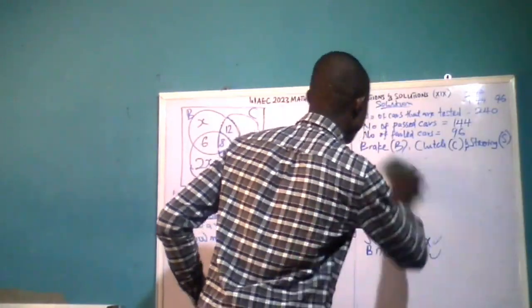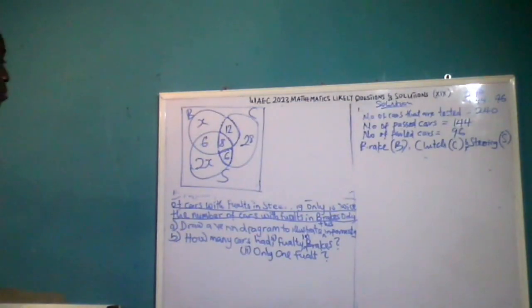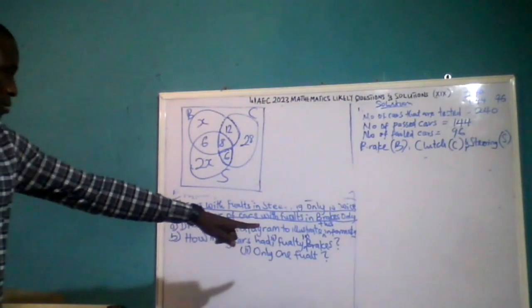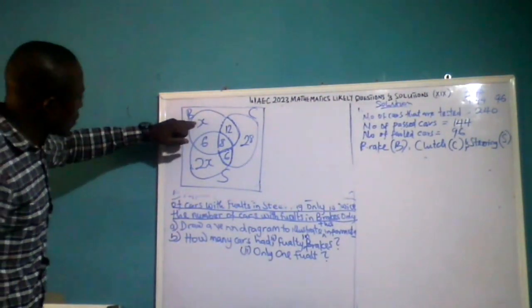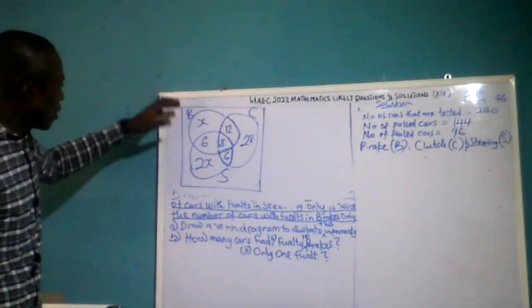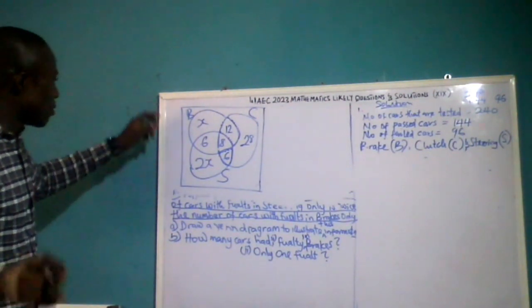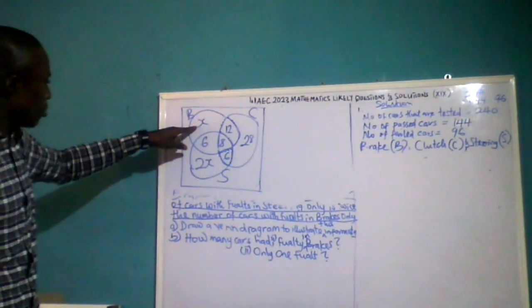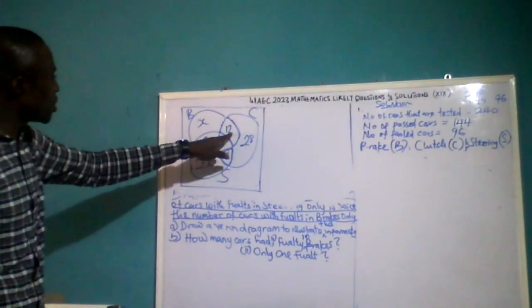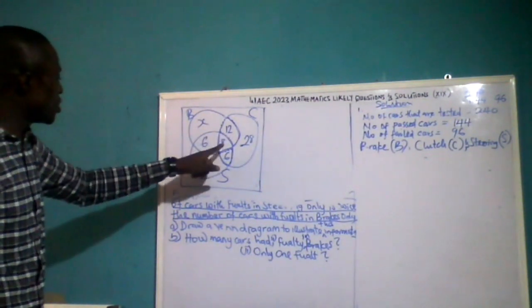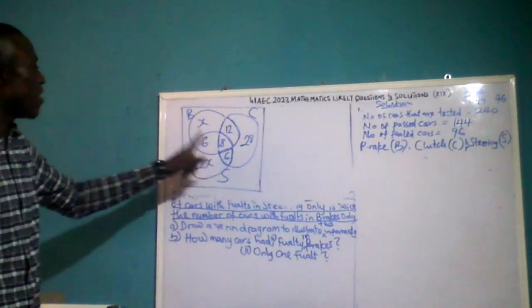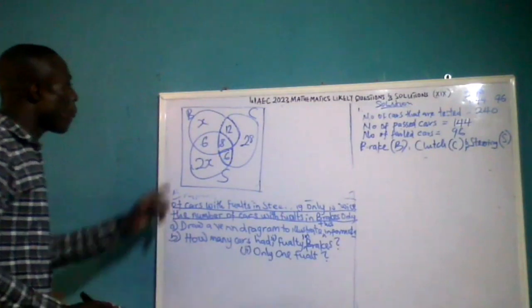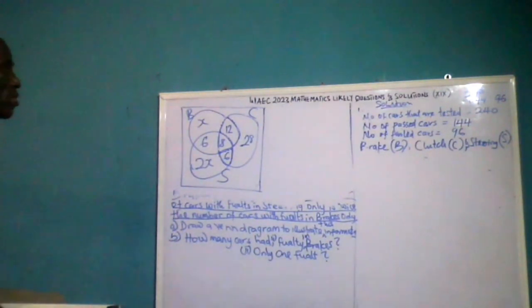So, next. To find the number of cars that have faults in brake, we need to add all these regions that are related with brakes. This region is only brakes. This region is clutch and brakes. This region is clutch, brakes, and steering. This region is brake and steering. But we cannot get the number without getting x.